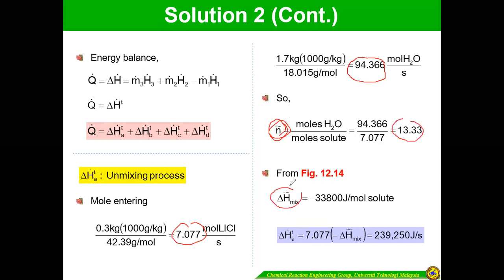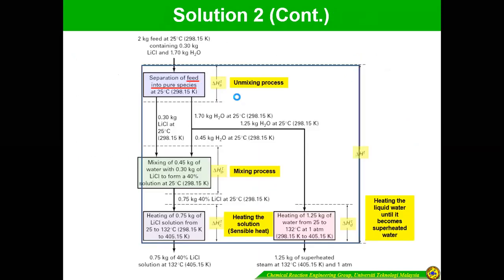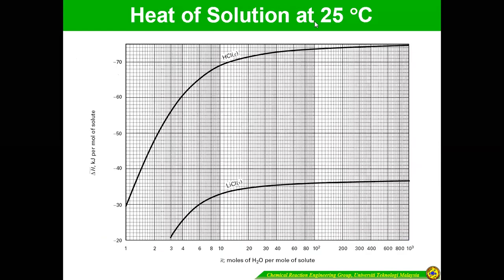And delta H mix is from figure 12.14. Figure 12.14 is this one. This one is 30 mole percent, right? 1, 2, 3, around here. Total is 30 mole percent. So we can calculate around 33.8 kilojoule per mole of solute. That one is for HA.